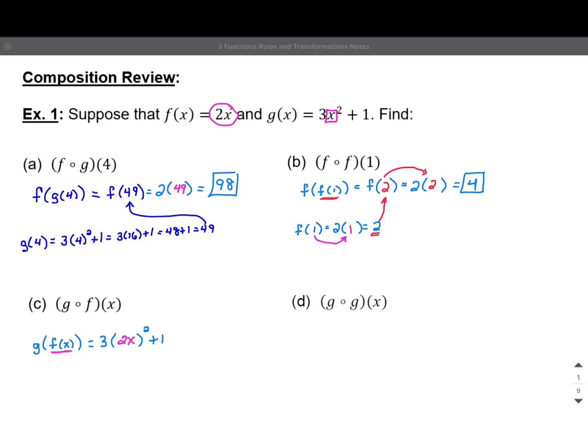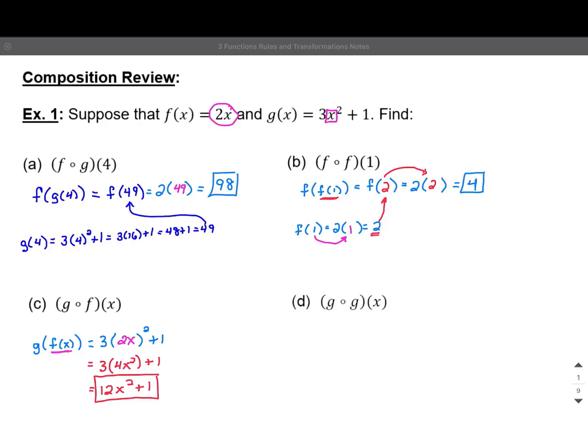Now I still have to do the arithmetic that goes along with this, or the algebra. 3 times 2x being squared is 4x squared, plus 1. Now we multiply by 3, so that's 12x squared plus 1, and now we have our answer. There we go. Let's try another one.